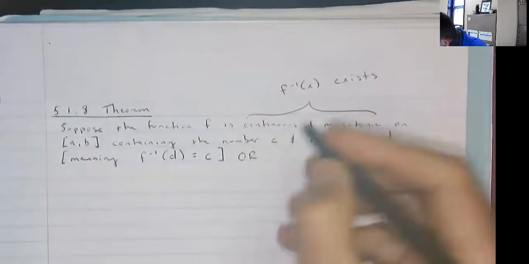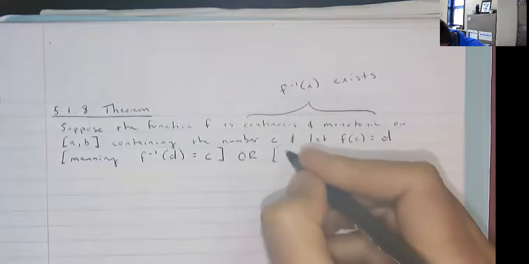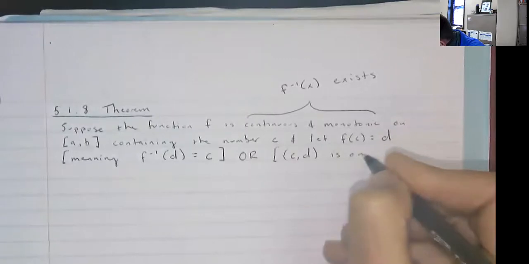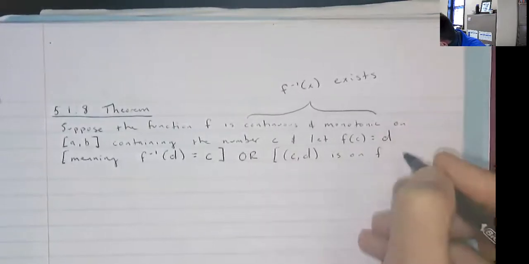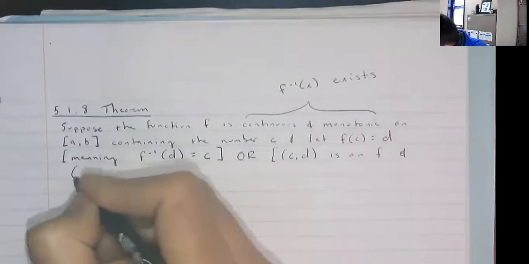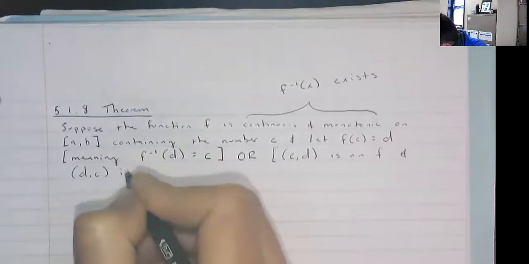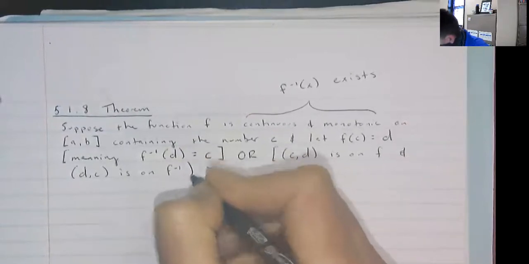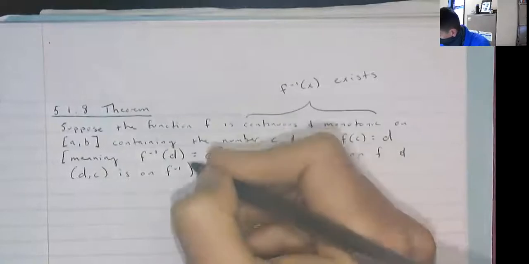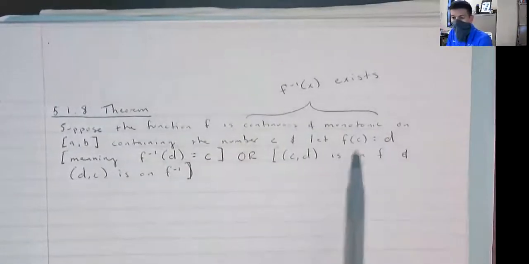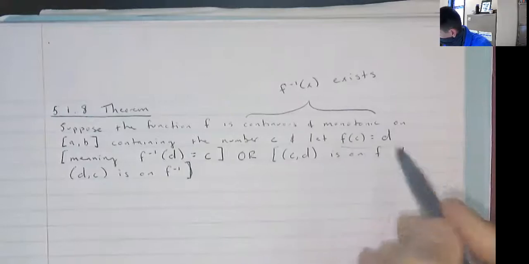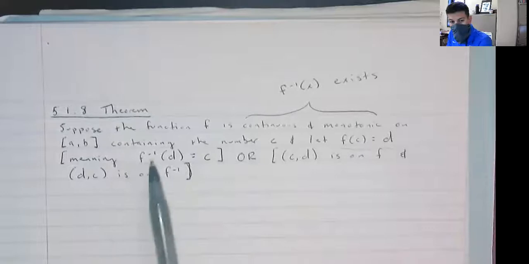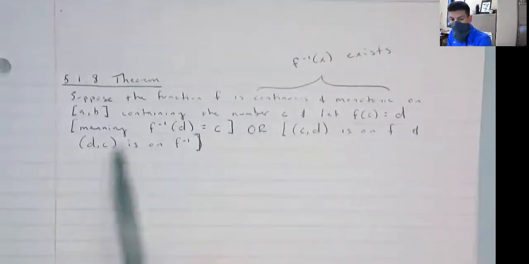Or put another way, the point (c, d) is on f, and (d, c) is on the inverse of f. That's a very crucial understanding to have: if f of c equals d, then we have an inverse point on our inverse function, (d, c).